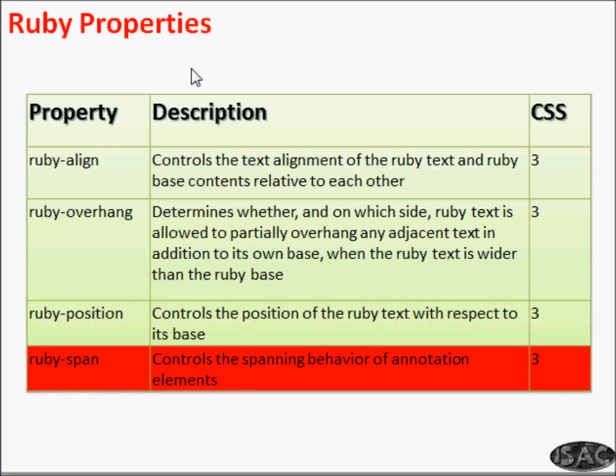There are some Ruby properties: Ruby align, Ruby overhang, Ruby position, and Ruby span. Ruby align controls the text alignment of the Ruby text and Ruby base contents relative to each other. Ruby overhang determines whether and on which side Ruby text is allowed to partially overhang any adjacent text in addition to its own base, when the Ruby text is wider than the Ruby base.